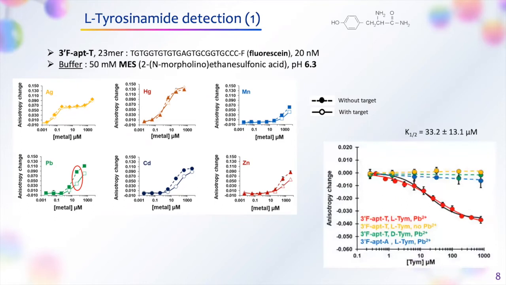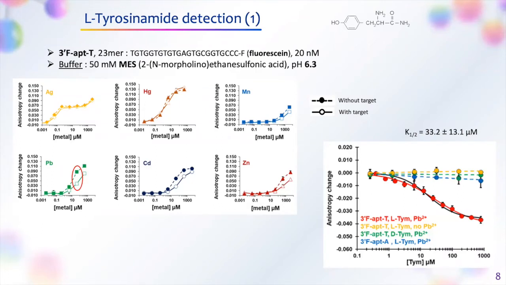Next, we performed a dose-response experiment by varying the L-tyrosinamide concentration, so that's the red curve in this schema. And we observed a decreasing signal, which we expected because the more we add targets, the more the metal ions fixed along the aptamer are displaced in favor of ligand binding. So the more the fluorophore is free, and the more the anisotropy decreases.